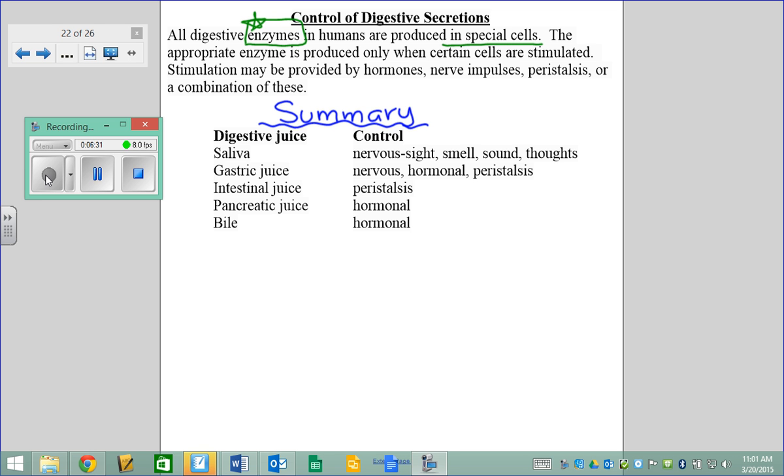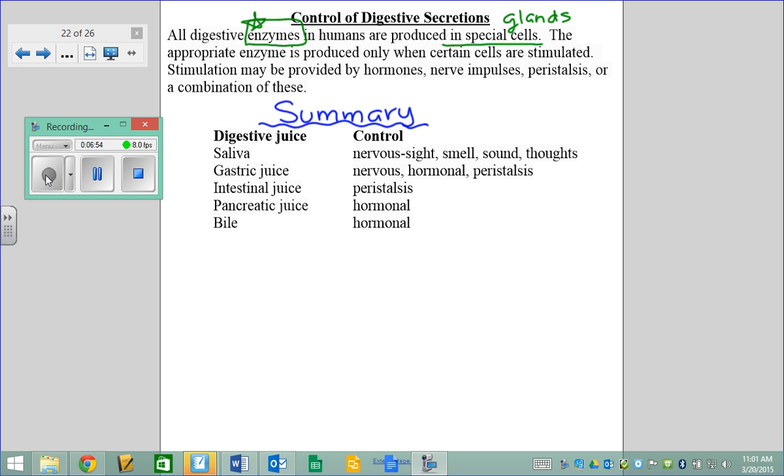Now they all come from special cells. They're all coming from some gland. It could be your salivary gland or a gastric gland, the glands in between the villi in your intestine, your pancreas, which is a gland, or bile, which is coming from your liver.